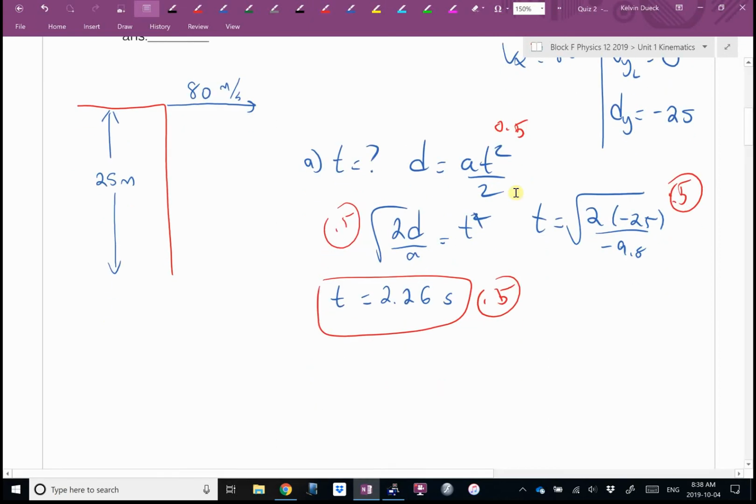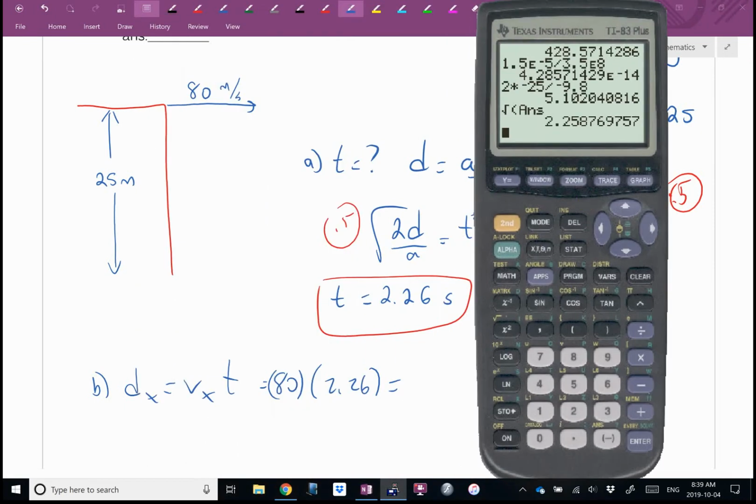B, how far does it travel horizontally? Hey, that wants me to find a dx, and I think there I'm just going to go vx times t. Technically plus a half a t squared, but a is 0. So it's going to be 80 times 2.26. But Maggie, you know, instead of writing 2.26, I'm going to use my answer button. 80 times answer button. We have 181. Is that right?